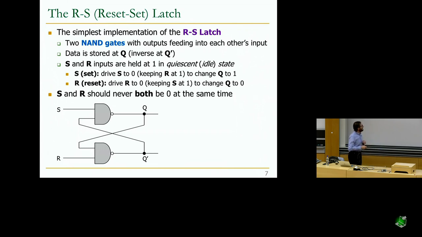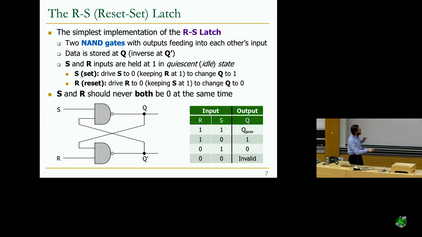But let's take a look at what happens if S and R are both 0. So this is the truth table that we have for the sequential logic. If R and S are both 1, the output Q, I'm going to show only one of the outputs over here because the other output is the complement of Q, is the previous value that you have stored in Q. If S is 0, R is 1, the output Q becomes 1. If S is 1, R is 0, the output becomes 0, and you should never do this here.